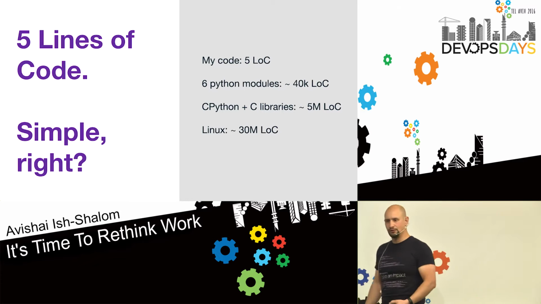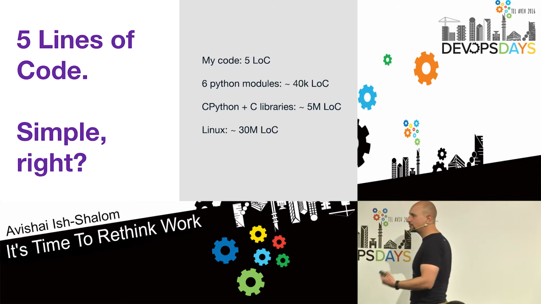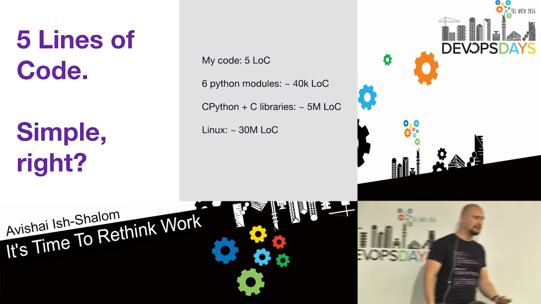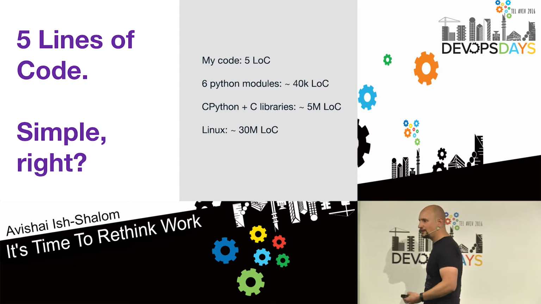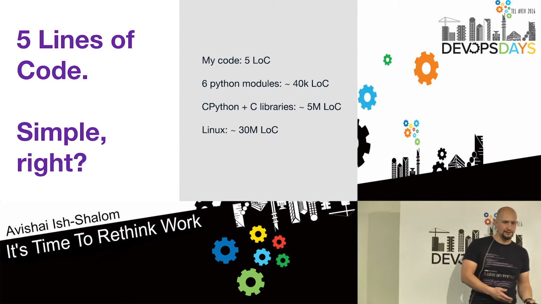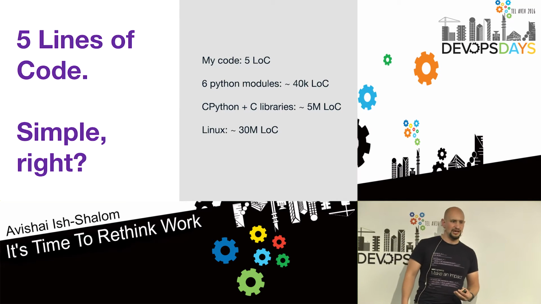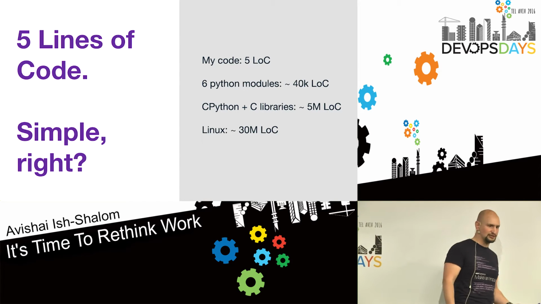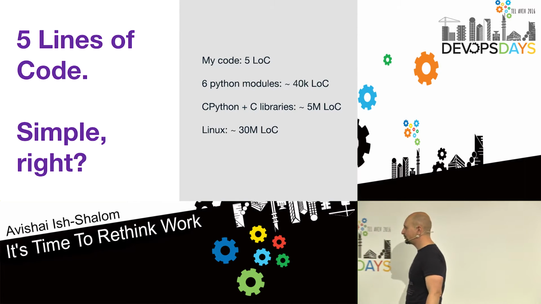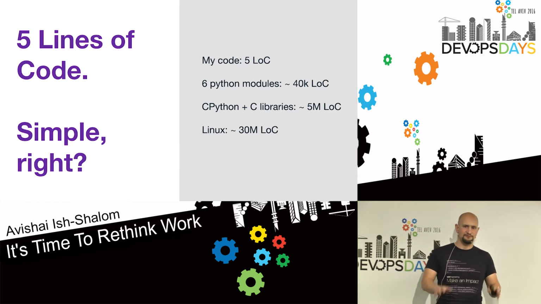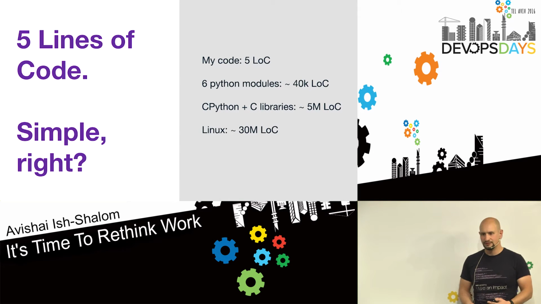So I wrote 5 lines of code, which is supposed to be simple. But if you start thinking about it, what I've actually done is orchestrate a Python module, and that Python module has dependencies. So I'm actually using 6 Python modules. If we count the number of lines of code there, it's about 40,000 lines of code. Of course, that uses CPython and other C libraries like OpenSSL and so on, so it's actually 5 million lines of code. But there is that thing called an operating system, Linux in my case, actually OS X. But Linux is an additional 30 million lines of code. So it's 5 lines of code, but dragging along the complexity of about 40 million lines of code.